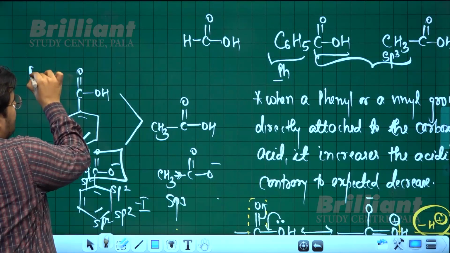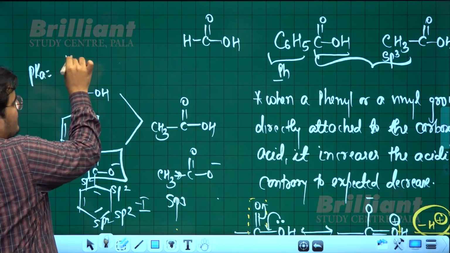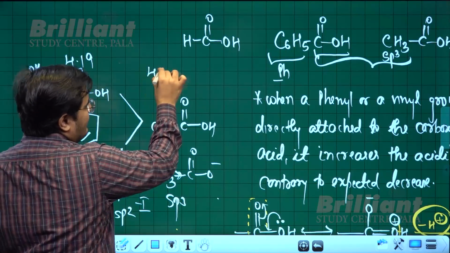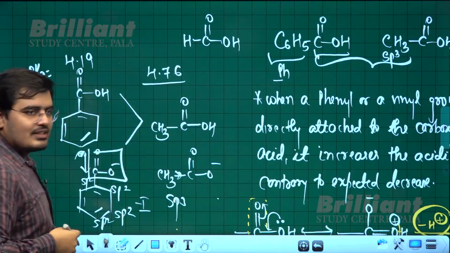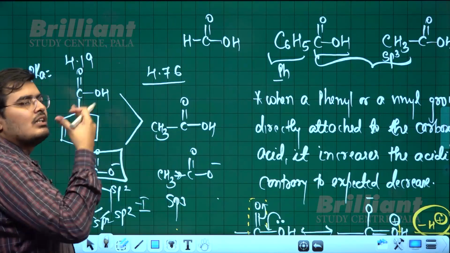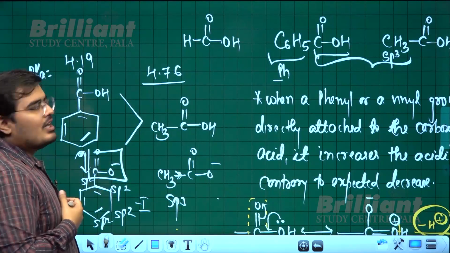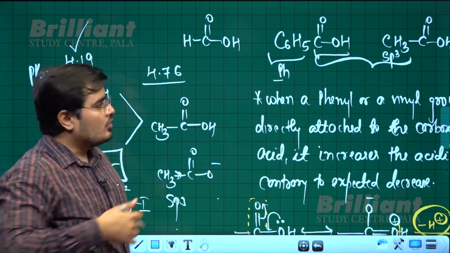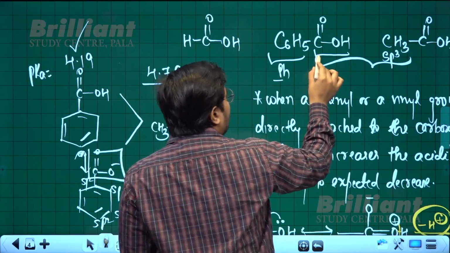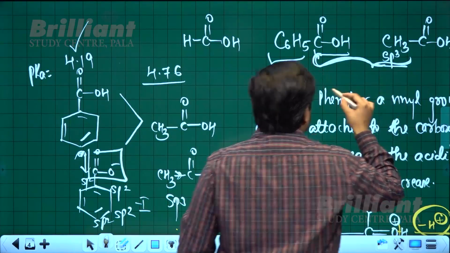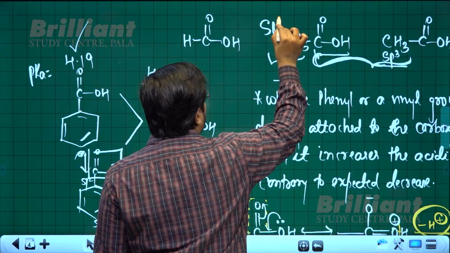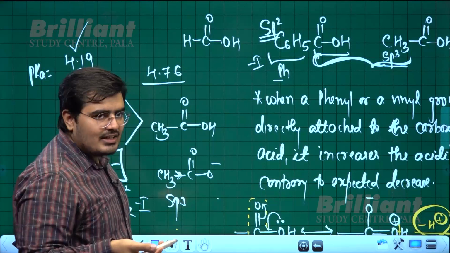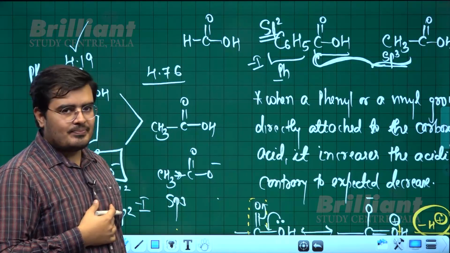Or if you go with the pK value, then we know the benzoic acid pK value is around 4.19, whereas acetic acid pK value is 4.76. And we know an acid having a lower pK value is actually more acidic, so we can say benzoic acid is more acidic. So the logic that you are going to use for comparing benzoic acid and acetic acid will be the presence of the sp2 hybridized carbon atom in the phenyl system, due to which they exert minus I effect, making it more acidic.